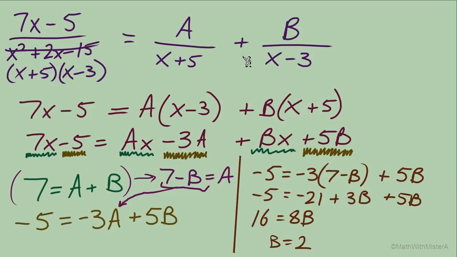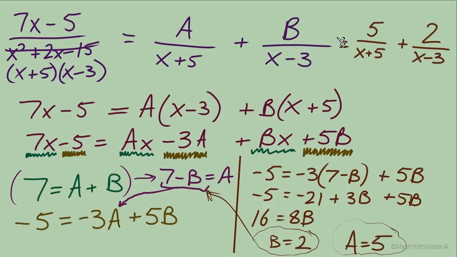Okay, so let's move on and figure out what is a, and that's pretty easy with substitution. We're just plugging back into this equation, 7 minus b, so that's 7 minus 2 equals a. So we've got a equals, there we go, 5. And let's go back up to these numerators and replace 5 over x plus 5 plus 2 over x minus 3. There are those partial fractions.